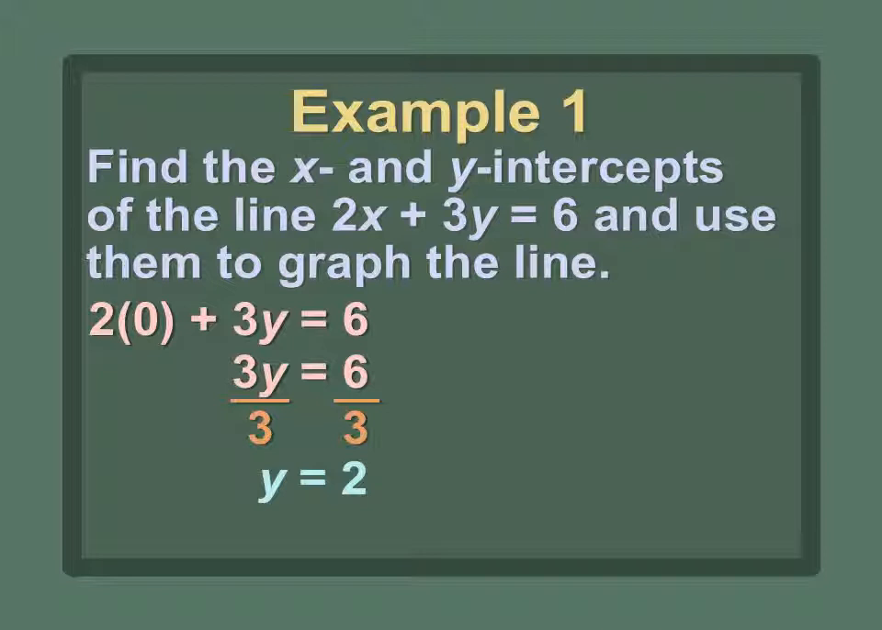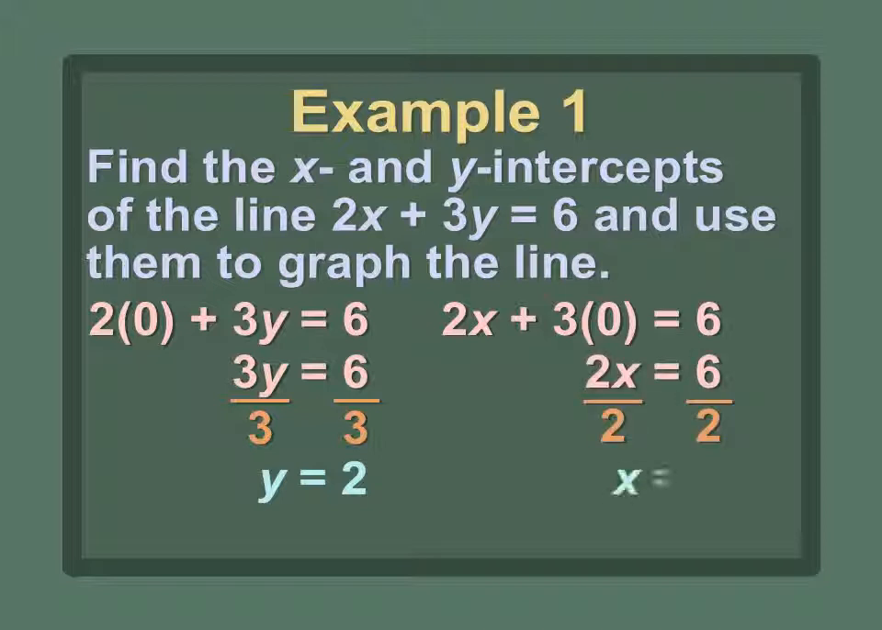Now we are going to do something similar when we find the x-intercept. This time we're going to let y be 0. So we get 2x plus 3 times 0 instead of y equals 6. So 3 times 0 is 0, which leaves us 2x equals 6, which means when we divide by 2, we get x equals 3. So we get the ordered pair 3, 0.